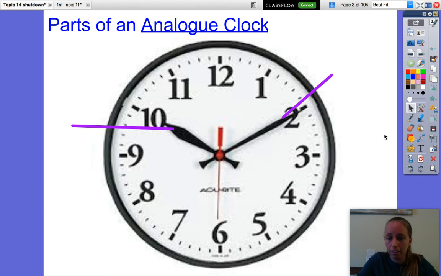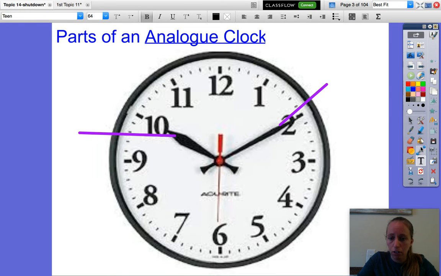Then there's hands. Right? We have a small hand and we have a large hand. The large, longer hand is the minute hand. And the smaller, shorter hand is the hour hand.